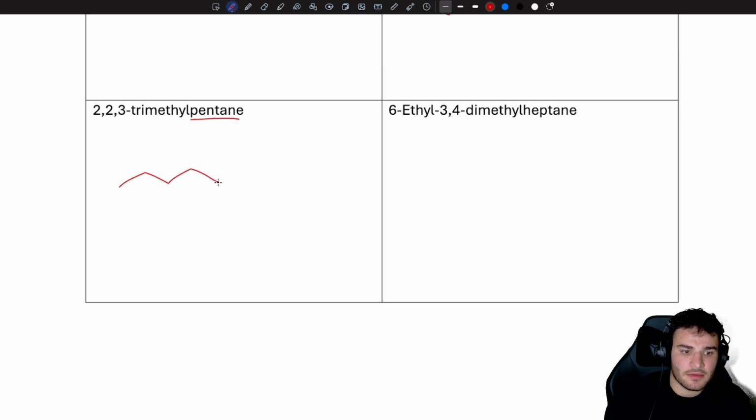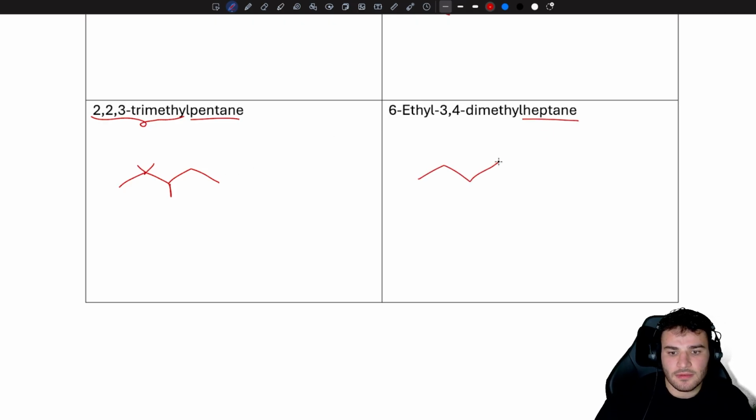So let's draw a pentane. And then our substituents are 2, 2, and 3 trimethyl, meaning that we have 2 on 2 and then 1 on 3. And then our last example, we have a parent chain heptane. And 3 and 4 are going to be dimethyls. 1, 2, 3, 4, 5, 6 is going to be ethyl. And that's our final structure.